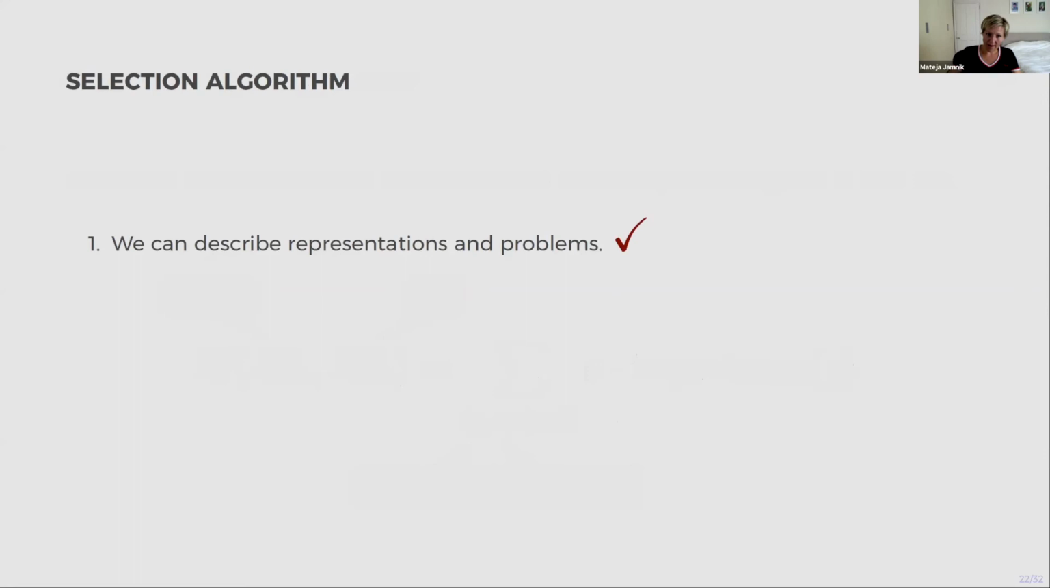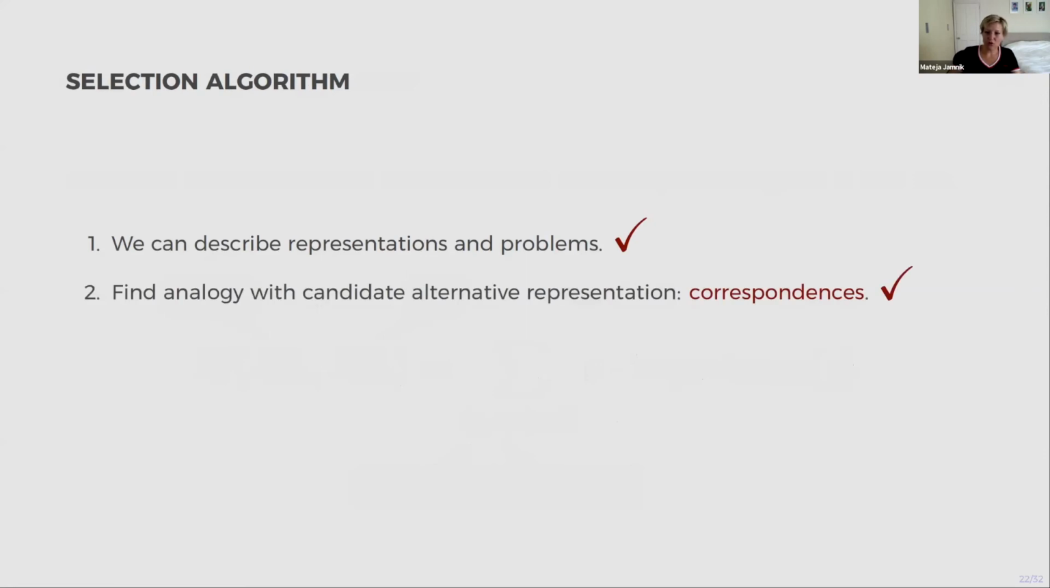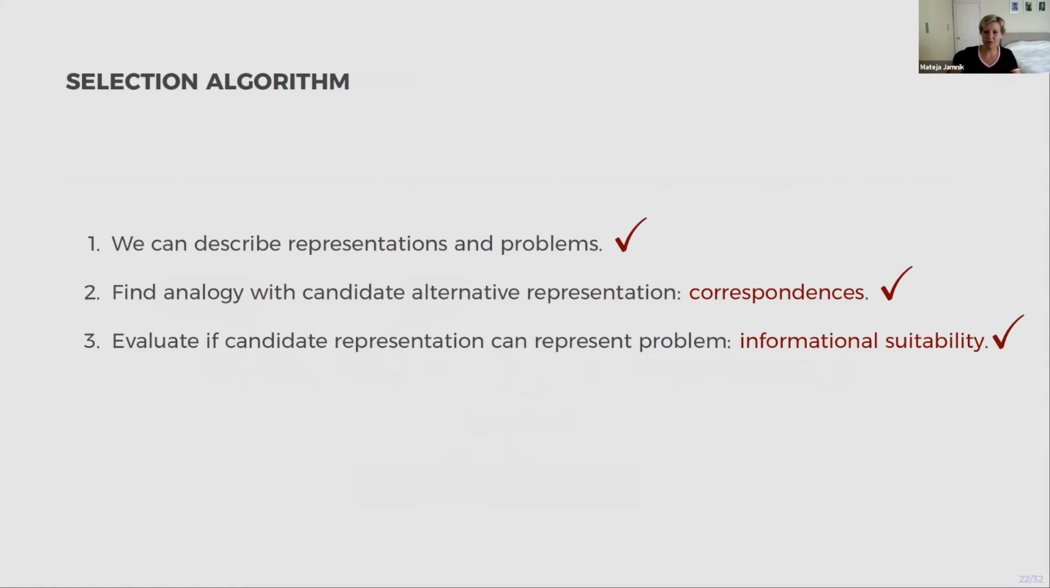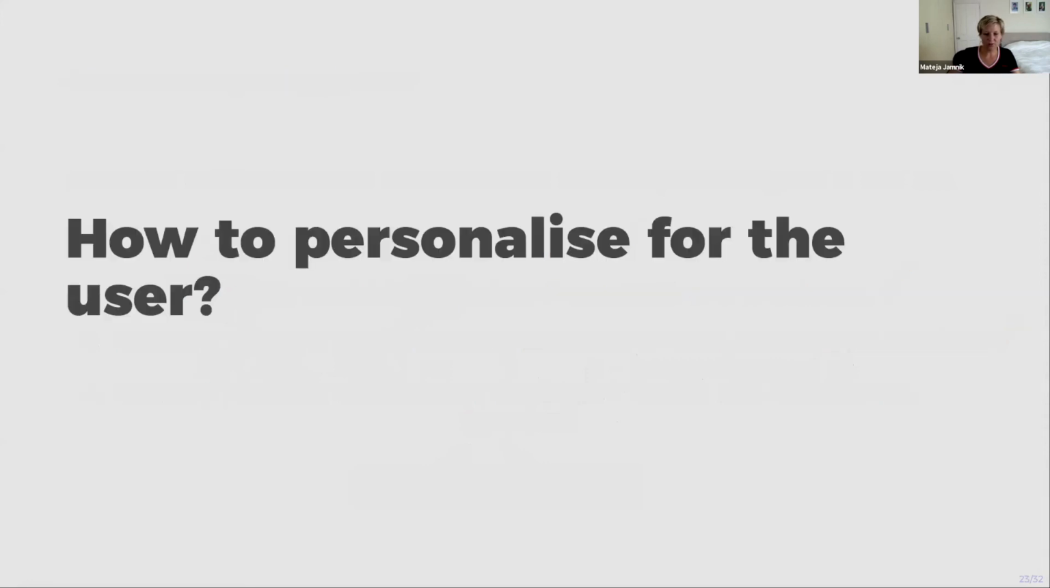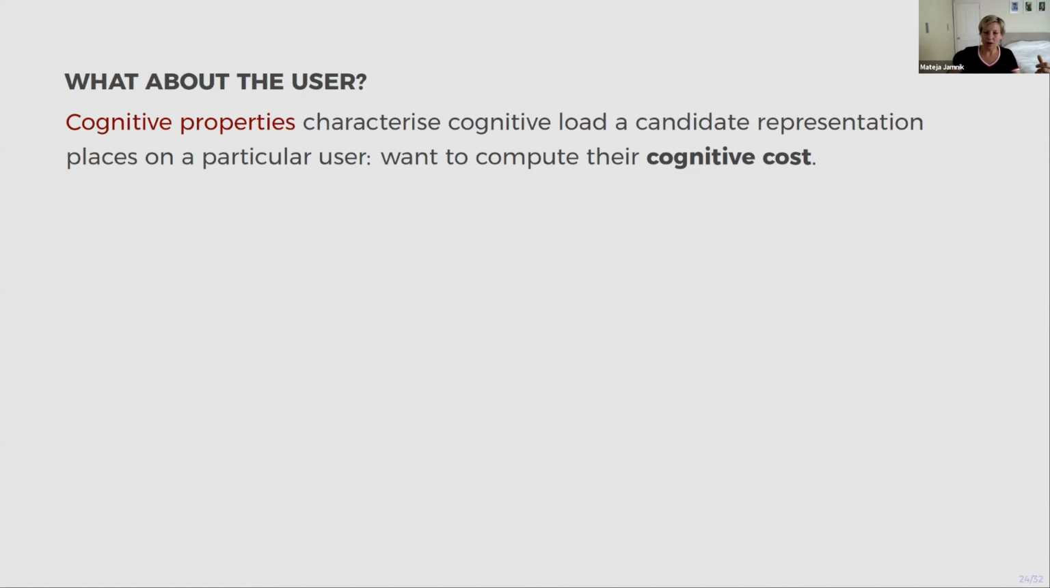Okay, so we have the vocabulary. Now we have introduced the concept of correspondences. We have the informational suitability. Now what about the user? How do we personalize all of this? How do we find that this is suitable for a human user? Well, as I said earlier, we use cognitive costs. We use the concept of cognitive properties to characterize the load that the representation might place on a particular person. So basically, we want to analyze these cognitive properties and compute their cognitive cost.